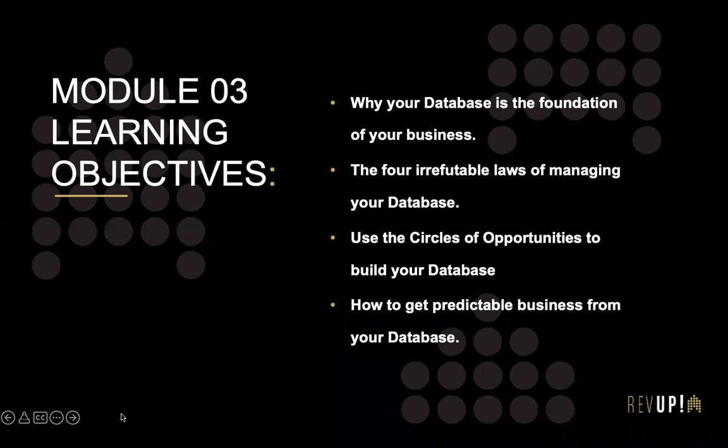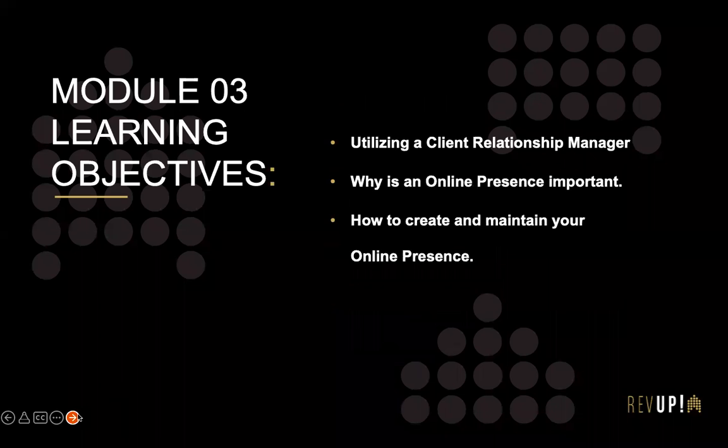We're going to talk about the 4 irrefutable laws of managing your database. We're going to talk about using the circles of opportunities to build your database. We're going to talk about how to get predictable business from your database and how to utilize a client relationship manager. We're not going to go into the mechanics of the CRM in this lesson. Then we're going to talk about why it's important to have an online presence and how to create and maintain your online presence.